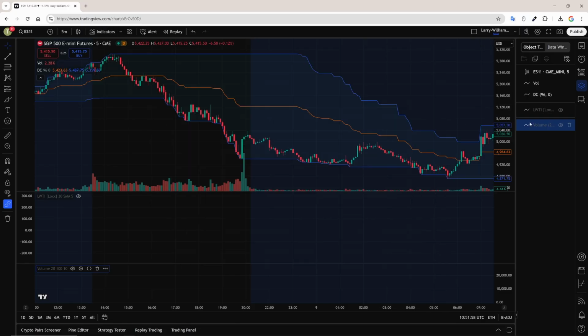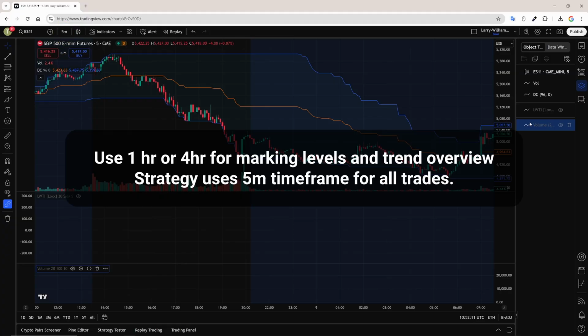chart. Now, for the Larry Williams strategy, we're using the 5-minute time frame only, as that's what his trading results are from. By all means, use a higher time frame like the 1 hour or 4 hour for marking out levels, but all trades are taken based on the 5-minute time frame.